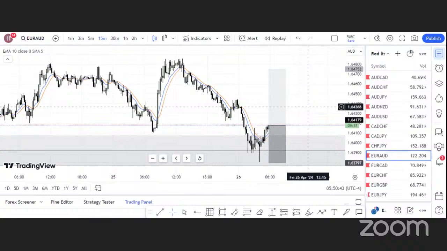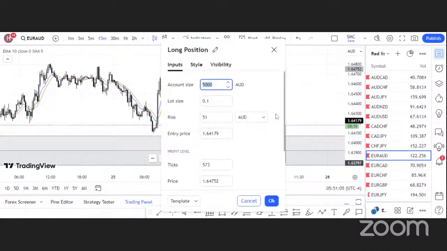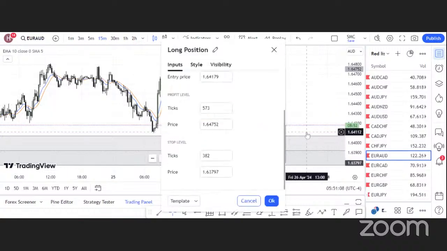So this is Euro AUD. Okay. And this is a buy trade. So our stop loss. Now let's see how much. 63 797. So this is $2 plus. I believe this is a good trade, yeah.